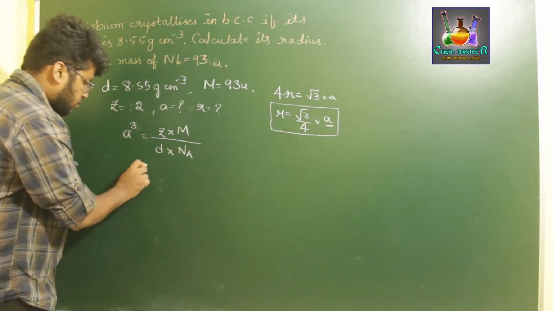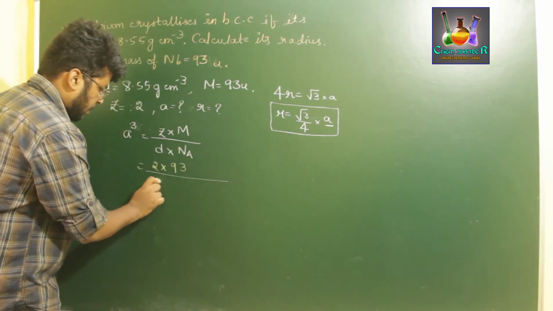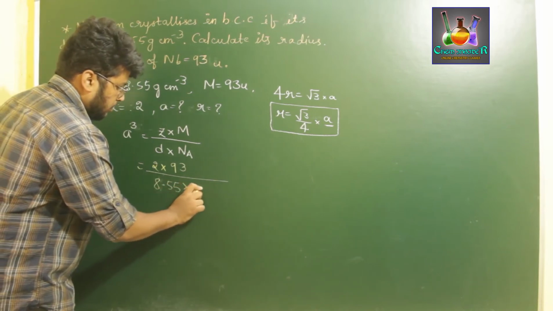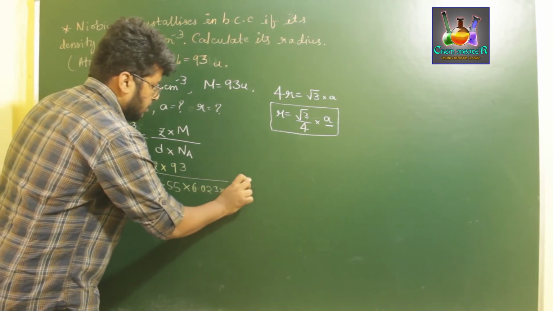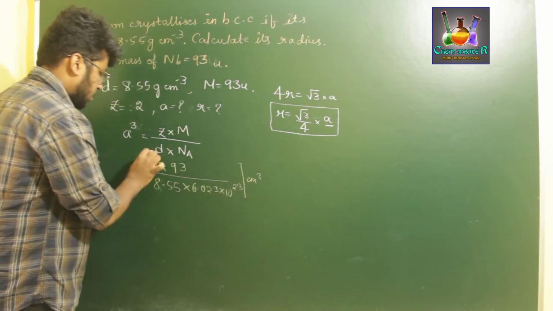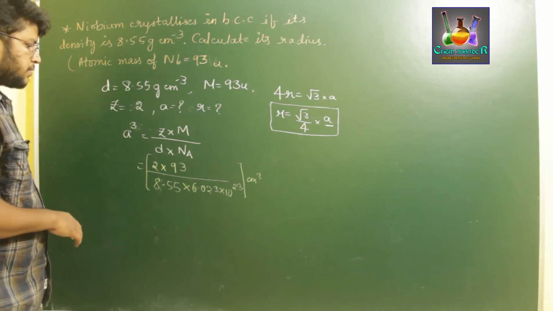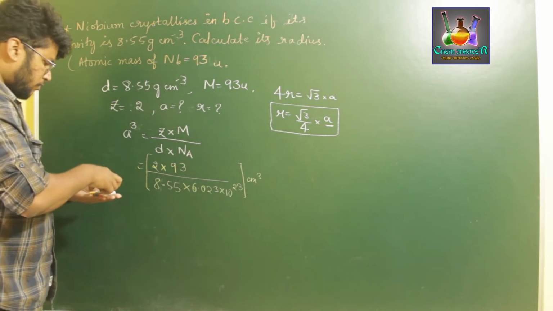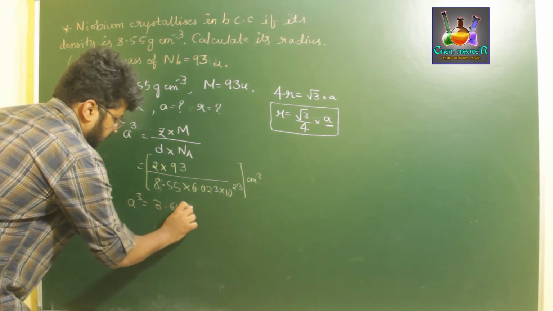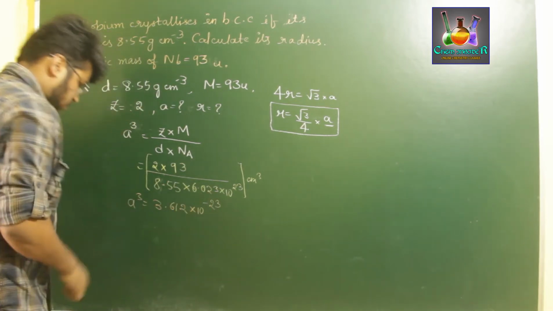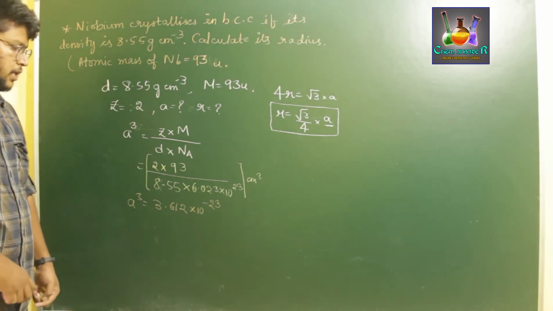If we substitute all those values, we get 2 into 93 whole divided by 8.55 into 6.023 into 10 to the power 23 cm cube. Remember, this will be in cm cubes. Now on cancelling all those units and calculating this value, you get a cube equal to 3.612 into 10 to the power minus 23.